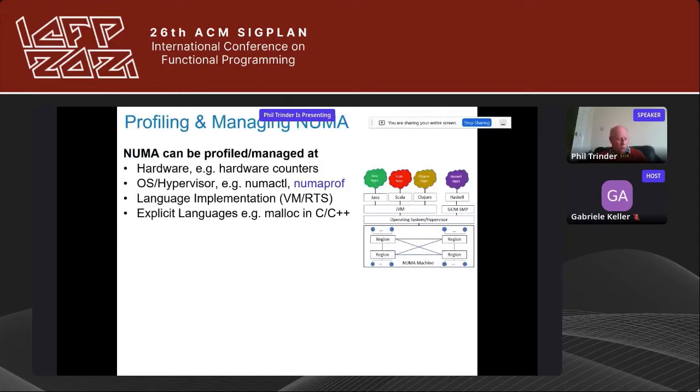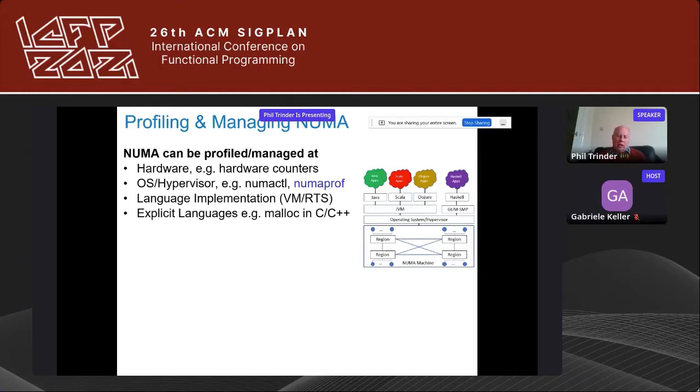You can understand what a program is doing on a NUMA architecture at a number of different levels in the system stack. So you can understand it at the hardware level. The modern chips provide counters that record things like how many accesses are to the local region and how many are to a remote region. The low-level counters are very detailed and finicky to deal with. There are tools at the operating system level, things like numactl, and we're going to use a NumaProf tool at that level.